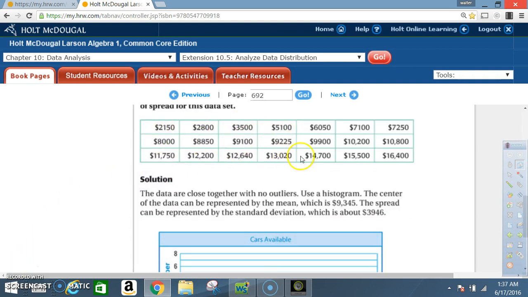Okay, first take a close look at the data set, and you should notice the following solution. The data are close together with no outliers. Use a histogram. The center of the data can be represented by the mean, which is 9,345. The spread can be represented by the standard deviation, which is about 9,046.